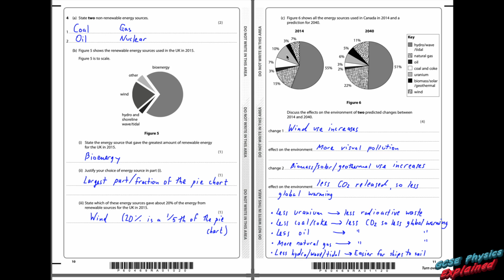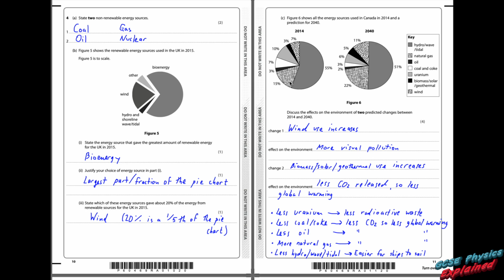So this one here is the uranium. So you can see from 10% to 6%. So they're going to use less uranium. So that means there'll be less radioactive waste. This one here, coal and coke. There's less coal and coke, so that means there's going to be less CO2, so less global warming. This one here, from 3% to 2%, so that is the oil. So there's less oil used, so again there's going to be less CO2 and less global warming.